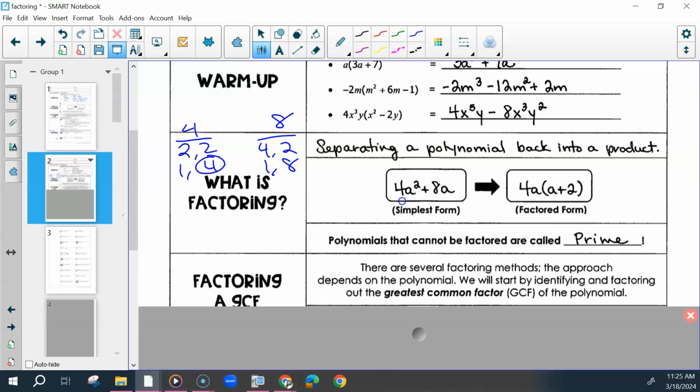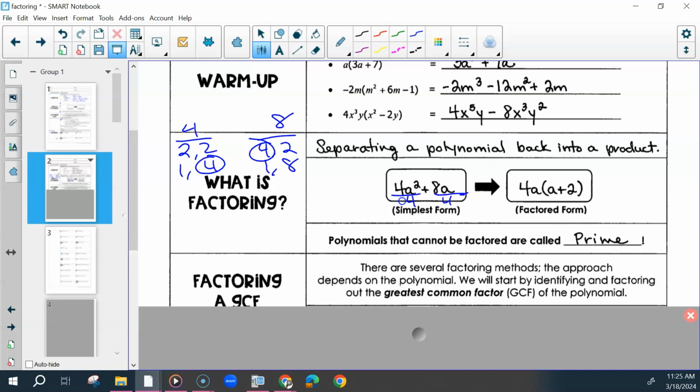2, 4. So whatever the GCF is, the highest number they both share, that's what you're going to divide out of both. But when we divide here, we're not actually getting rid of it. We're going to put it out front, and that's going to show our GCF that we factored it out.